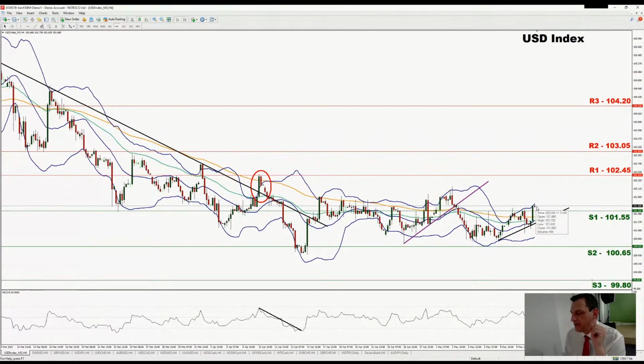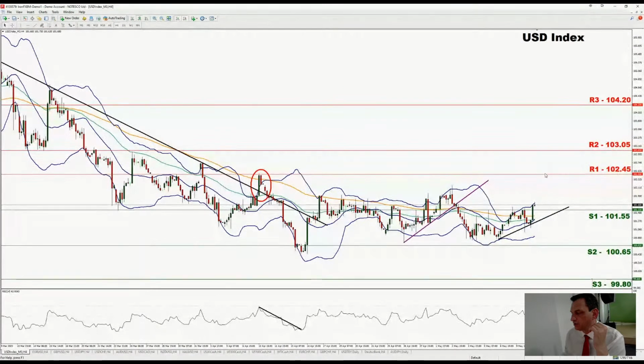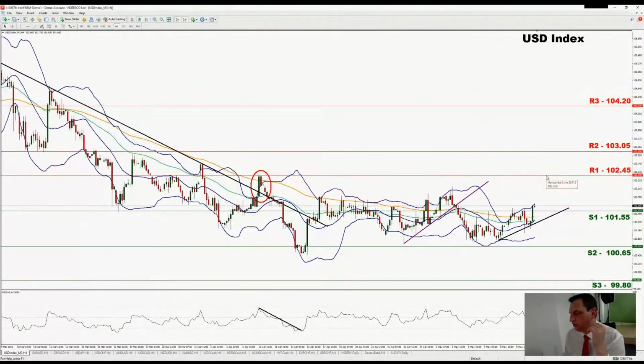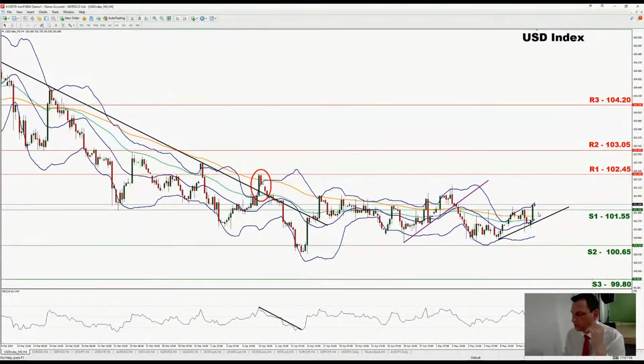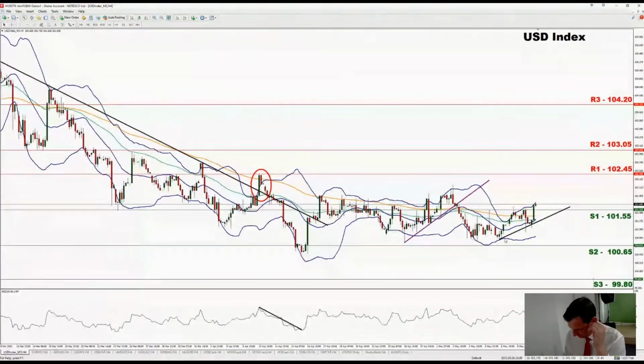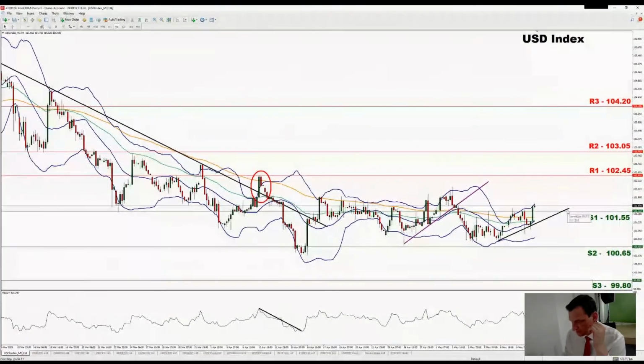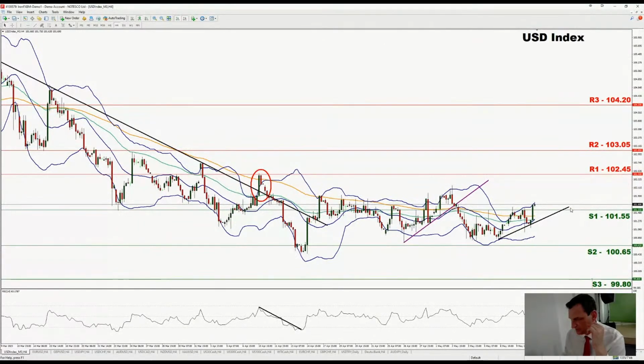Should the bulls maintain control, the market may push the index higher towards the 102.45 resistance line. As long as the price action in general, because I wouldn't be surprised to see it consolidating and correcting a little bit lower, but in general, as long as the price action remains above the upward trend line, we tend to maintain a bias for a bullish outlook.